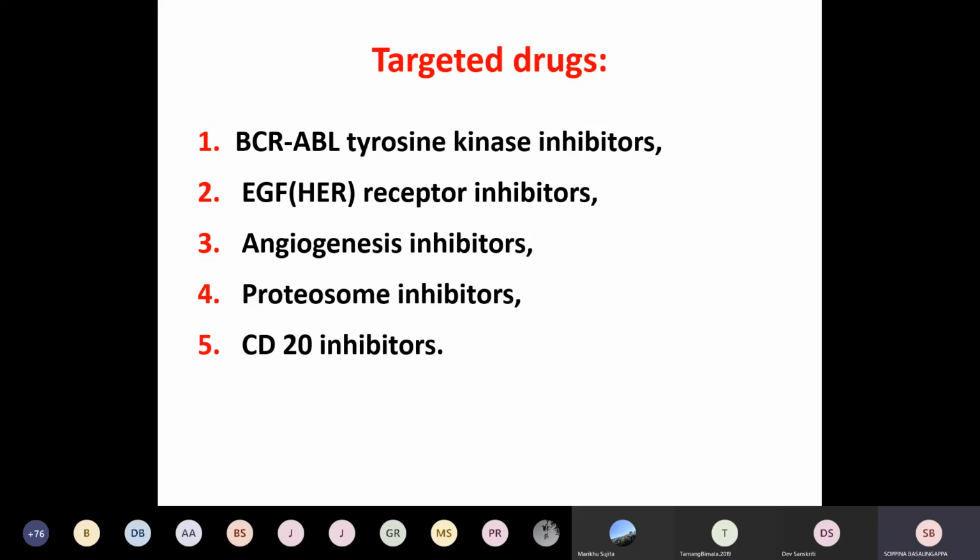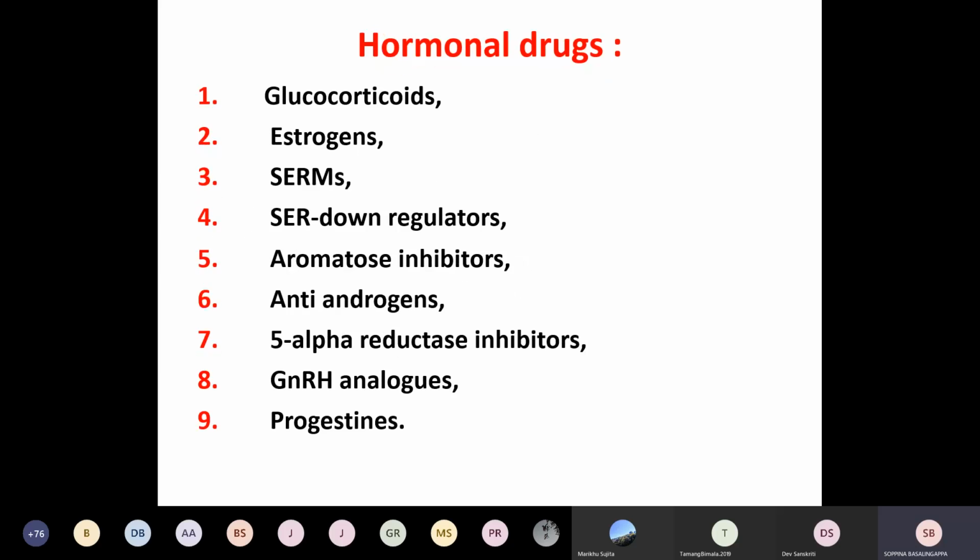Next is targeted drugs. BCR-ABL tyrosine kinase inhibitors, EGF or HER receptor inhibitors, then the angiogenesis inhibitors, proteasome inhibitors, CD20 inhibitors. So these are the different targets, and different drugs will make any one of these their targets.